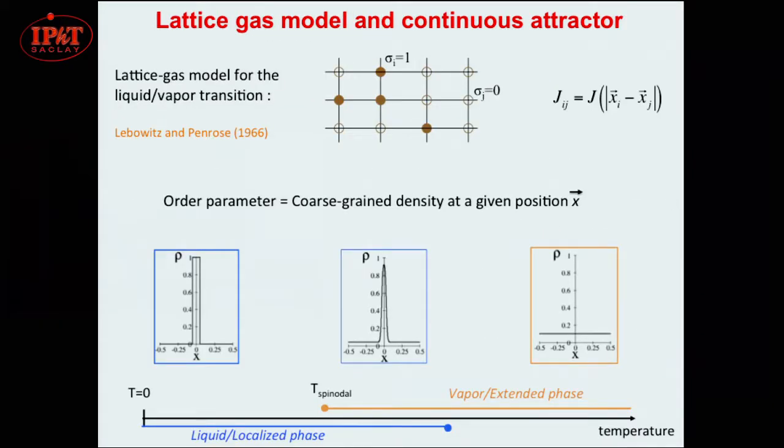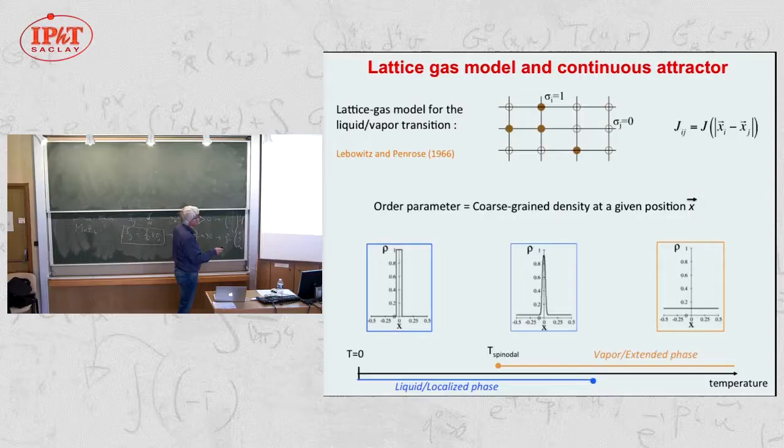Okay, so this model is obviously invariant under translation. That means that the interaction between two sites here is the same as the interaction between the two sites which are translated away from these two sites here. It's a function only of the distance between the sites. And so what is a phase diagram?